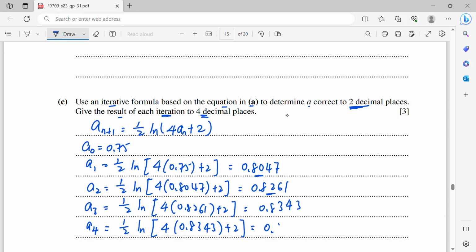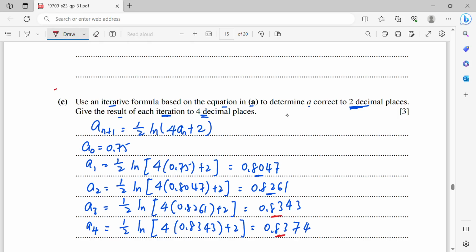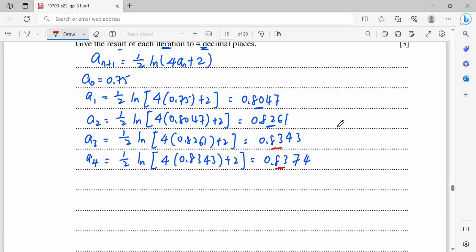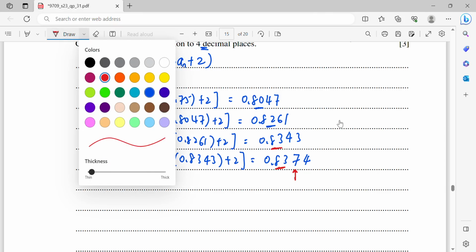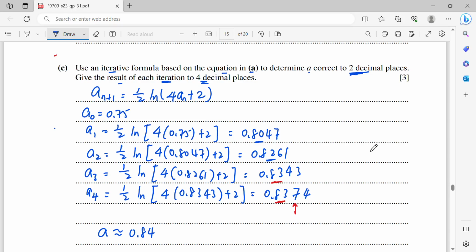And now you are getting 0.8374. Okay, now look at the 2 decimal places. 83. They are the same. Final answer is based on the last one. So since the third digit is 7, it is more than 5 or 5 and above, therefore we round up. At last, our A is going to be 0.84. Okay, so this is how we decide the root using the iterative formula.